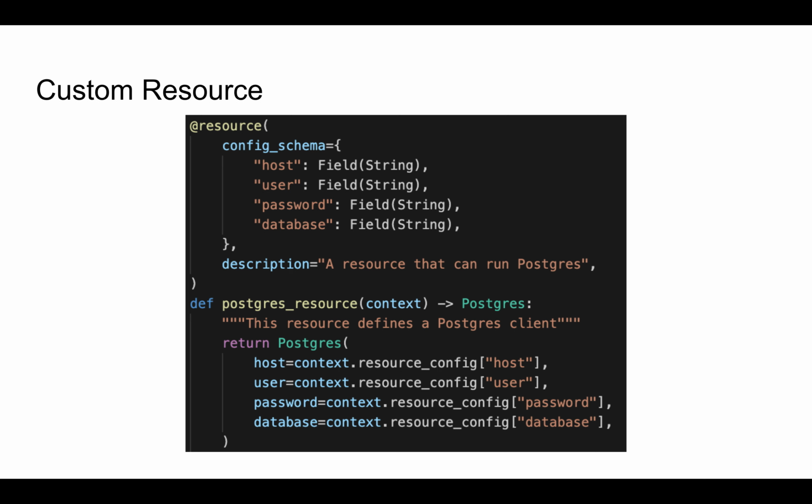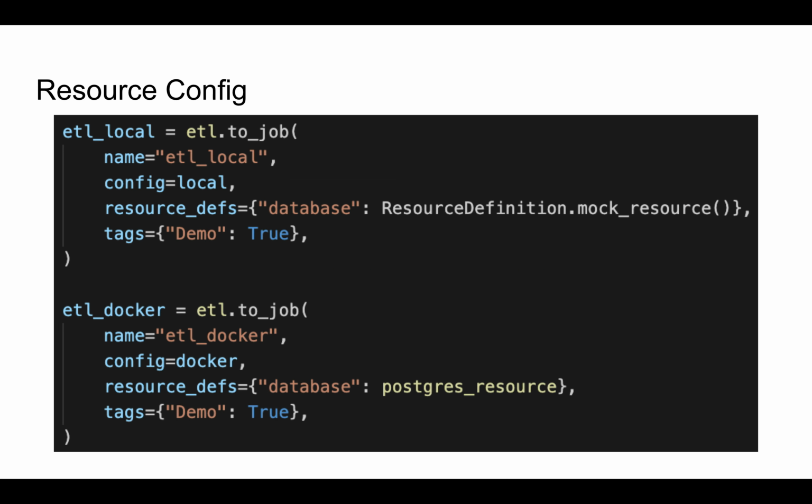So it takes in a host, a username, a password, and a database, and then allows you to interact with the database. What's interesting about Dagster is you can define your resources at different environments and set them for different resources. So for our same graph, we're configuring two different jobs. We're doing one that's called ETL local and one that's called ETL Docker.